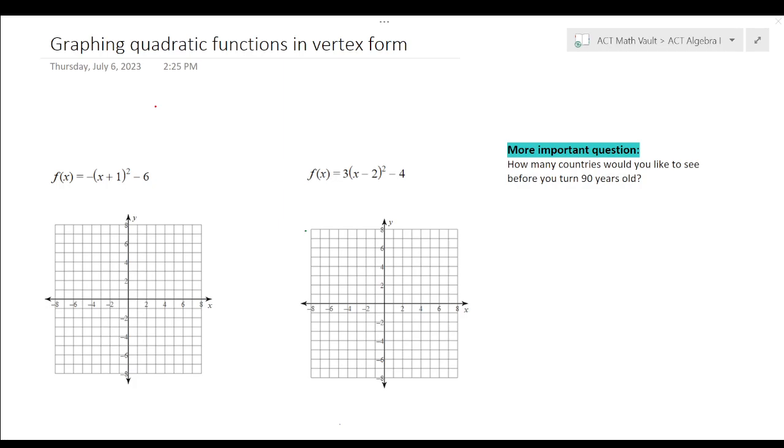Here are the two problems that we'll do, and to make sure that we don't take ourselves too seriously, let's think about the fun question. How many countries would you like to see before you turn 90 years old?